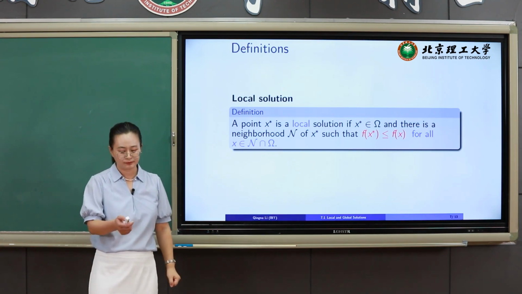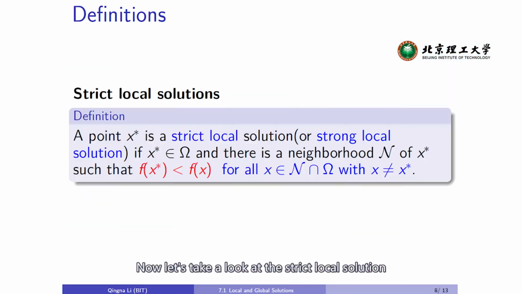Now, let's take a look at the strict local solution. The strict local solution actually follows the same style as the unconstrained one. However, we also add the intersection with the feasible set.